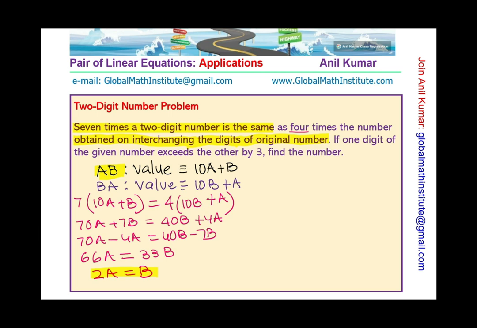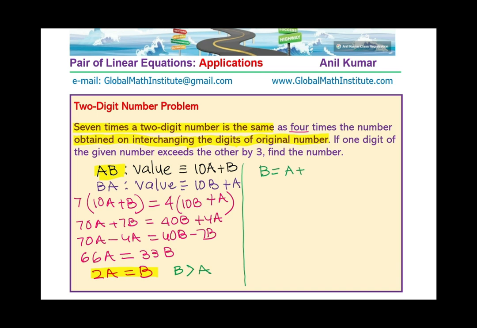Now I think it's very simple to answer this question. Second part is if one digit of the given number exceeds the other by 3, right? So 2A is B, that means B is greater than A, right? So it says if one digit of the given number exceeds the other by 3, so we can say B is equal to A plus 3, right? So B is A plus 3. So we could get this as our second equation.